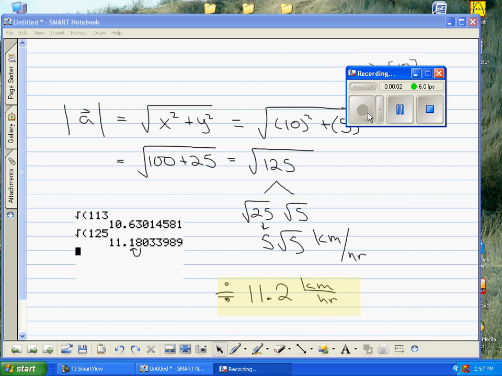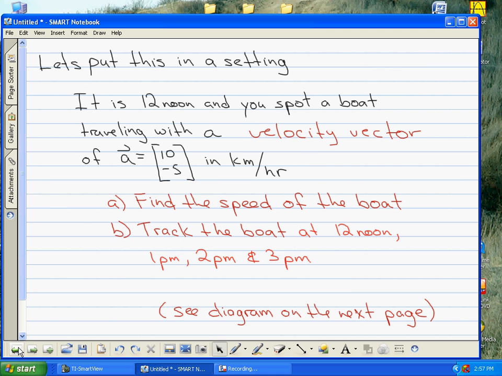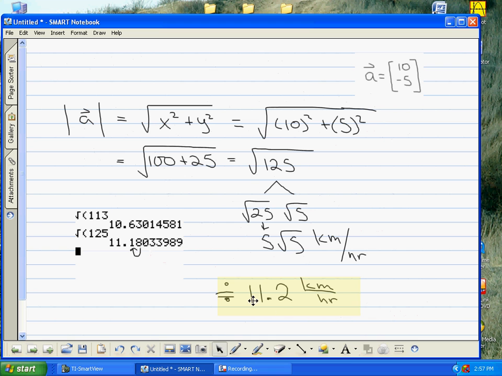And so if you're watching this in order, this is where we left off. The speed of the boat was 11.2 kilometers per hour. Let's go back to the problem. It is 12 noon and you spot a boat traveling with a velocity vector of vector A equals 10, negative 5 in kilometers per hour. Now we're supposed to find the speed of the boat, which we already found over here. Our speed of the boat was 11.2 kilometers per hour.